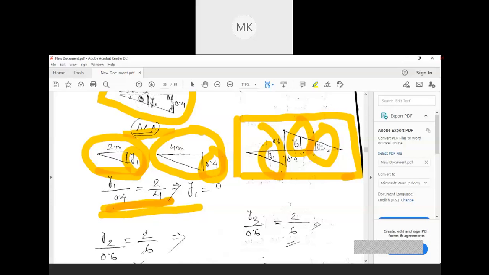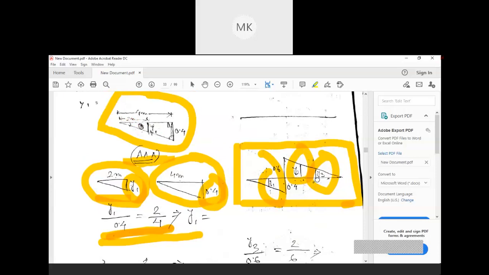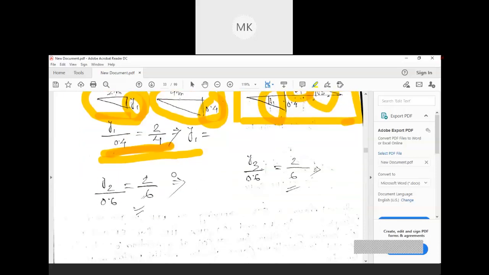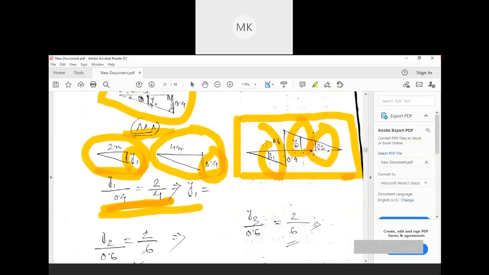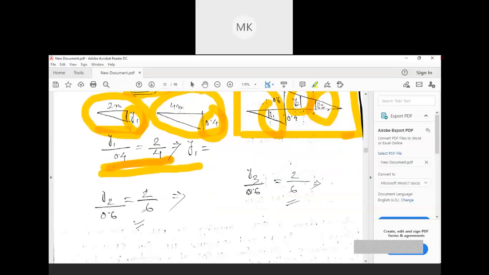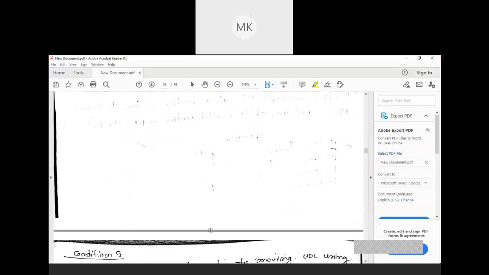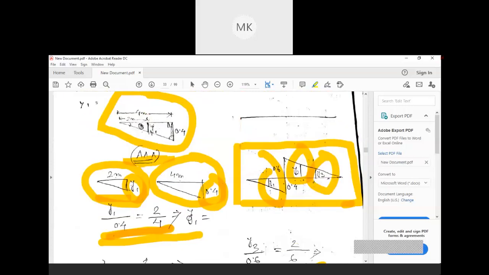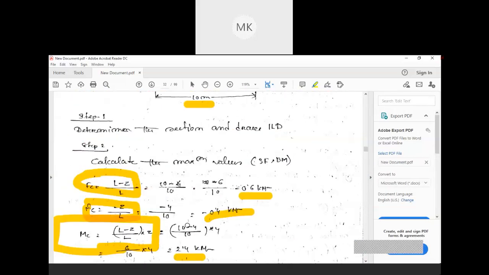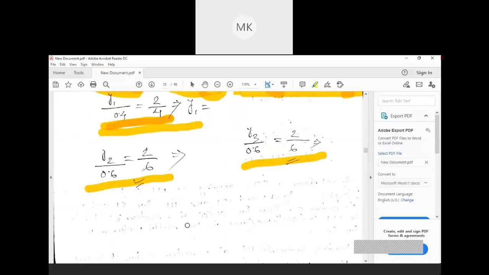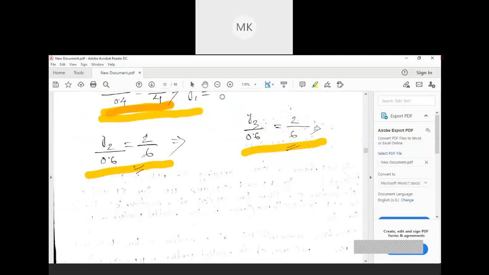Similarly, if we take the above triangle here, y2 and y3, from that also we can easily say y2 by 0.6 is equal to this distance by the total distance. This and this we can easily find out. Okay, so this is the thing we need to find out. After finding this, you can easily find out the SFHC. What we need to do is just multiply W into y1 plus W into y2 plus W into y3. That will be the SFHC.